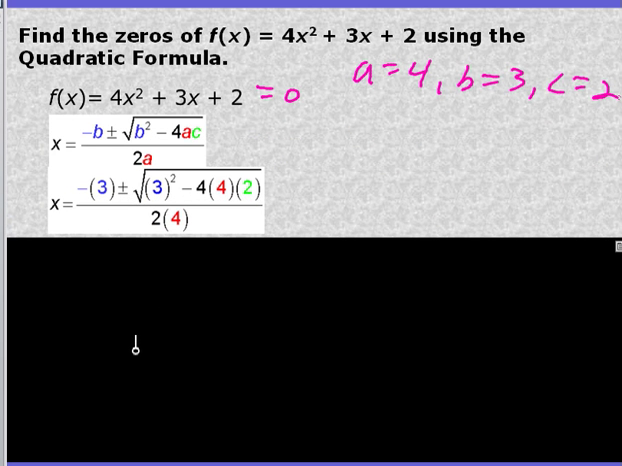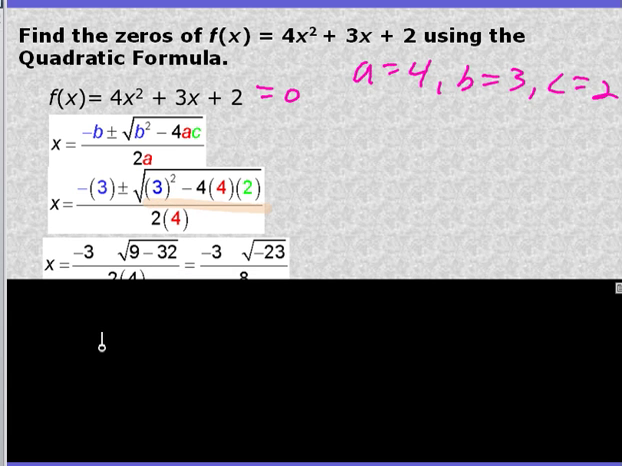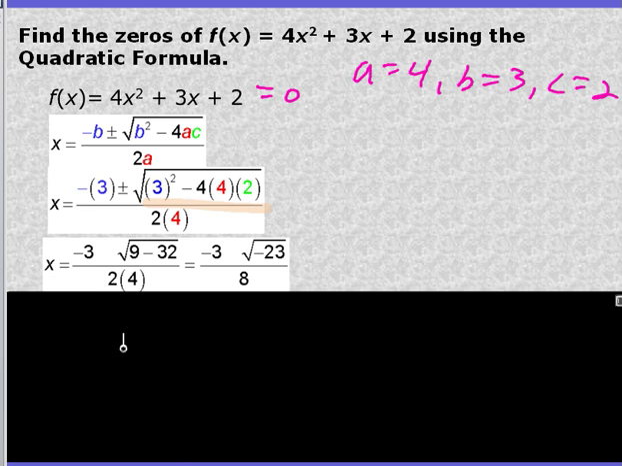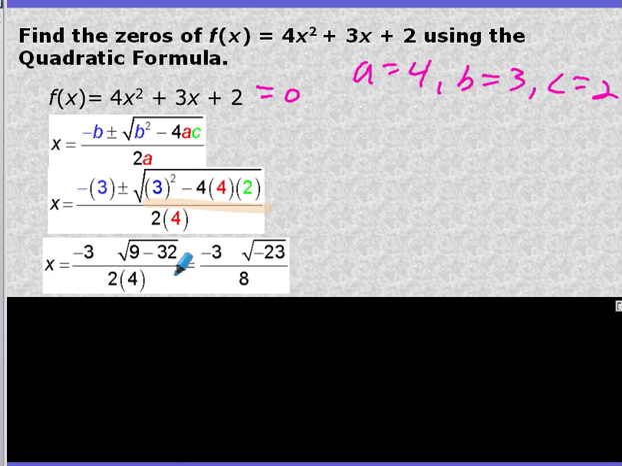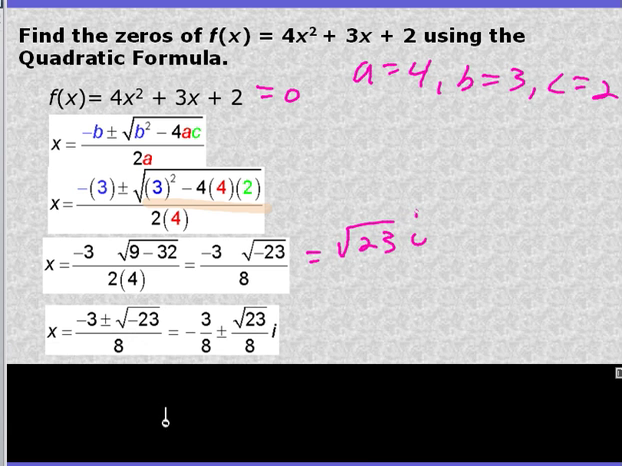And we get this. Notice here, underneath our square root, we're going to end up with 9 minus 32. So we're going to have an imaginary number which is going to make for a complex solution. So 9 minus 32 is negative 23. And remember, we rewrite this as the square root of 23 times i. So it ends up being negative 3 over 8 plus or minus the square root of 23 i over 8. So the quadratic formula just as easily finds complex solutions as real solutions.